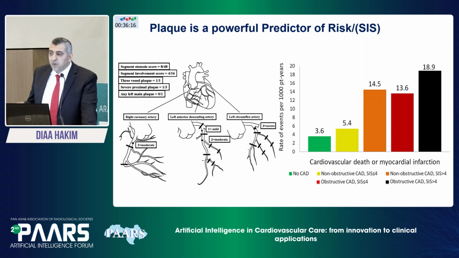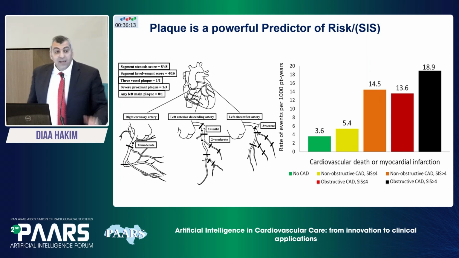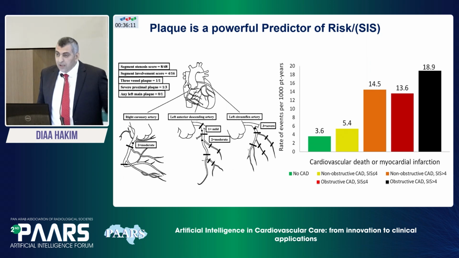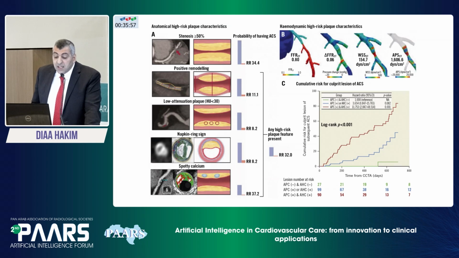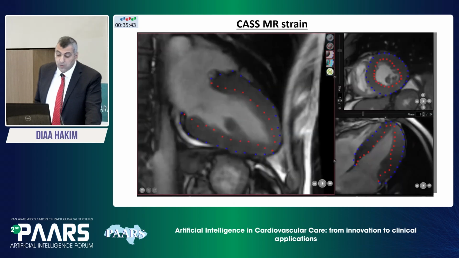That means if you predict this plaque early, you can intervene either by increasing the medications, statins or whatever, or there is a trend now towards using preemptive or preventive stenting to treat this plaque. So that helps us a lot in decision making. And if you see here, the presence of high-risk plaque features like positive remodeling, low attenuation plaque, and spotty calcium triples the risk of coronary artery disease, future events, and acute coronary syndrome.